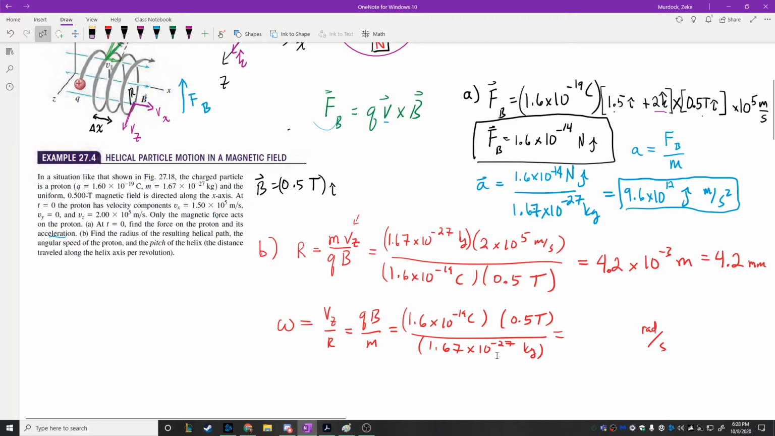Looks like it's going to be something like about 0.5 times 10 to the 8, 10 to the positive 8. What do you get if you do that calculation? Does anybody else agree with that number? Looks right to me.